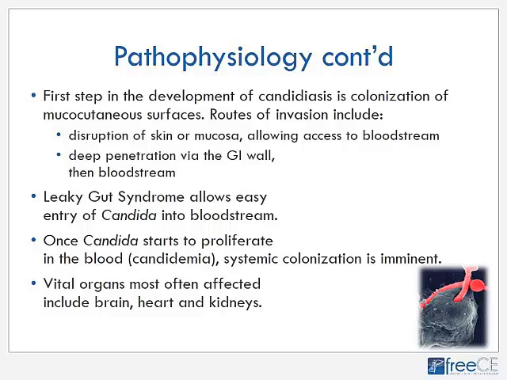Typically about 15% of focal infections do become systemic, and as mentioned earlier, of the ones that become systemic, 30 to 40% of those cases are fatal. The vital organs that are affected the most include the brain, the heart, and the kidneys.